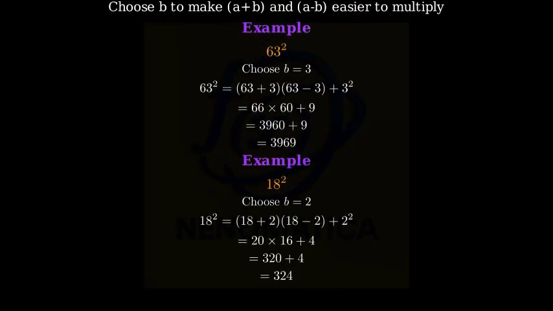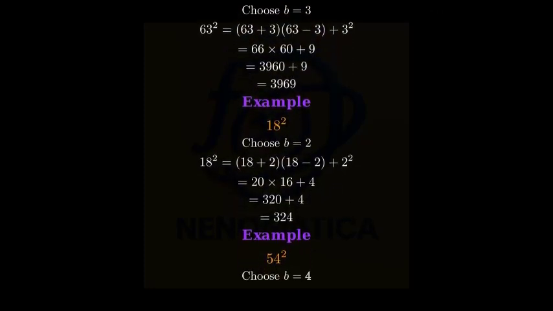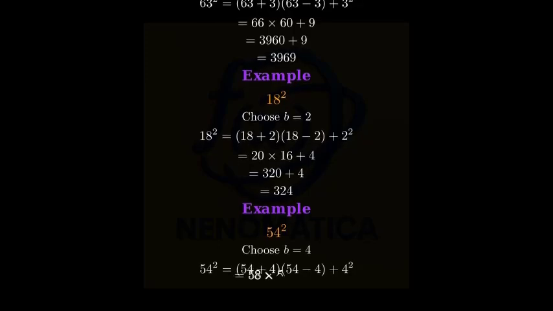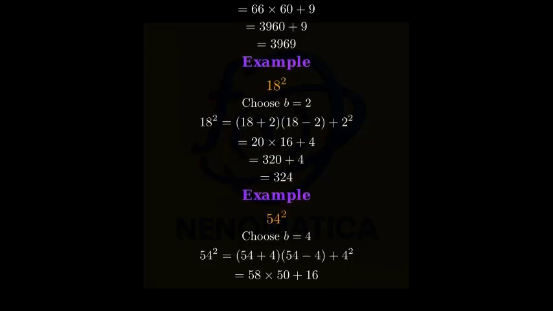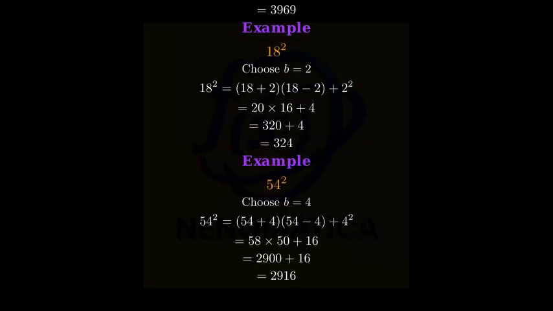Let's move on to our third example. We want to compute 54 squared. For this case, we'll choose b equal to 4. Substituting into our identity, we get 54 squared equals 54 plus 4 times 54 minus 4, plus 4 squared. This simplifies to 58 times 50 plus 16. 58 times 50 is 2,900. Adding 16 gives us our final answer, 2,916.